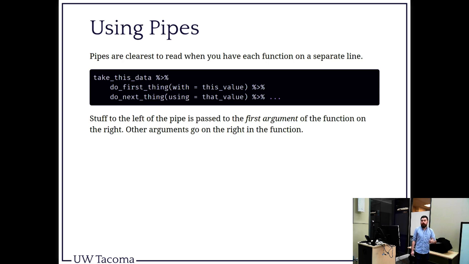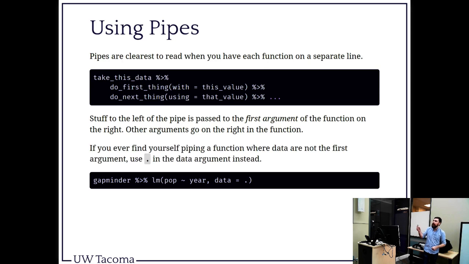If you ever find yourself piping data into a function where the data are not the first argument, the pipe operator looks for a period inside of the function call. Here I see data equals period. Instead of piping the data gapminder on the left side into the first argument of linear model, whose first argument is a formula, this is saying, I want to pipe it over into data. I put a period there. Whatever you pipe into it goes to where the period is. Make sense? You'll see a couple examples of it. It's not super important because in most functions today, data is the first argument.